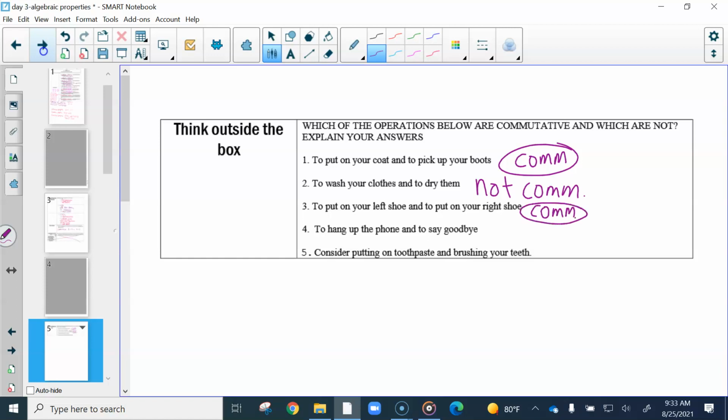To hang up the phone and then say goodbye. Does the order matter? No. Let's see. If I hang up the phone and then say goodbye, did they hear me say goodbye? The order matters. Putting on toothpaste and then brushing your teeth. Does the order matter? Yeah. Otherwise, you're just brushing your teeth with a toothbrush.